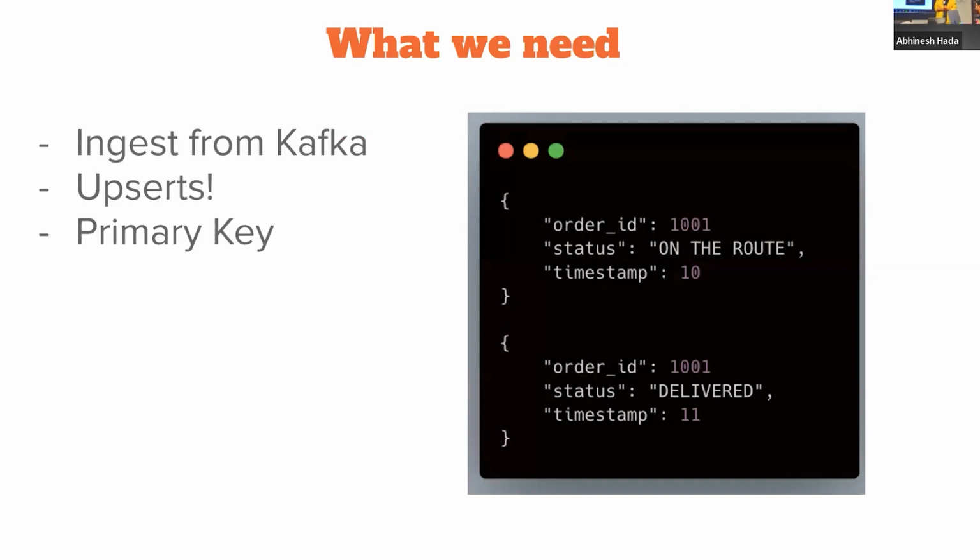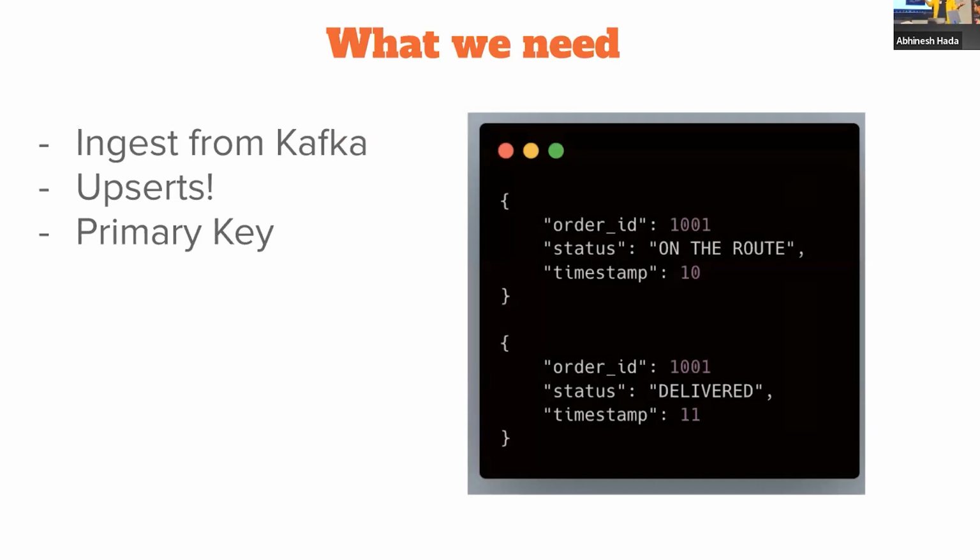So here's what we need. We have order events that are already coming in Kafka, and let's say this is how it looks. We have an order ID, maybe the status of the order, and the timestamps. And timestamps always move linearly, so it's 10, 11, 12, 13, time always moves ahead.